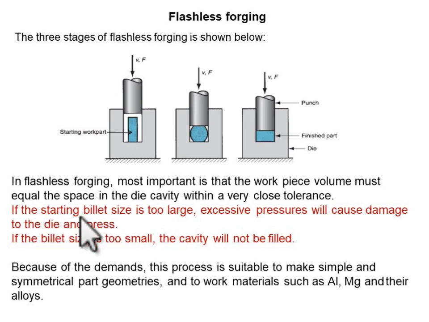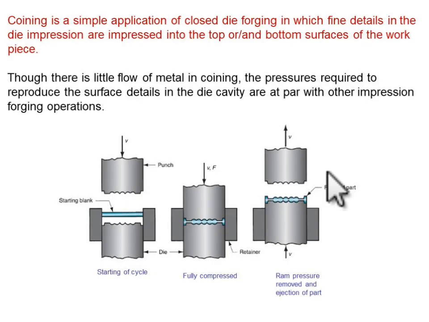So now, if the starting billet size is too large, excessive pressure will cause damage to the die and the press. If the volume is not same, and the billet size is too large, then the die and the press both can be damaged. So that's why we should take care of this volume thing, and the volume should be same here in case of flashless forging. So these are the three kinds of forging processes that we use.